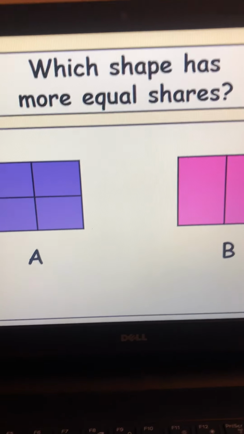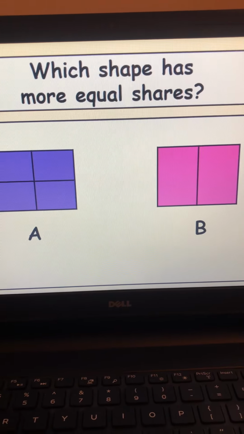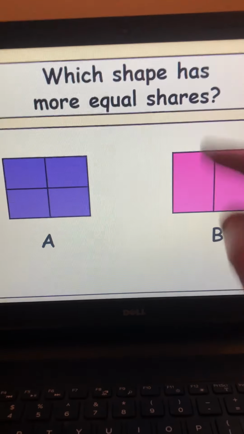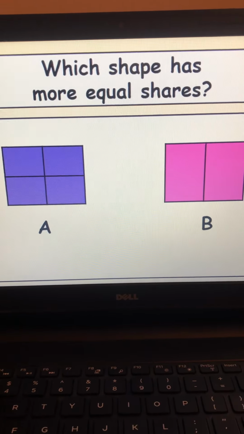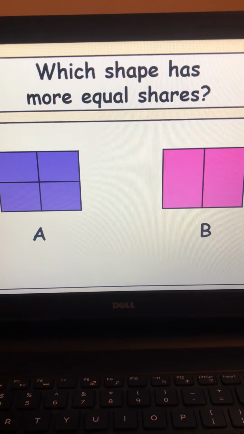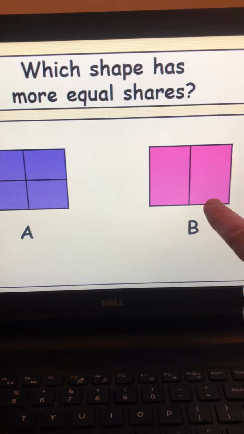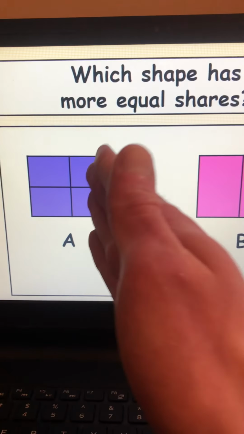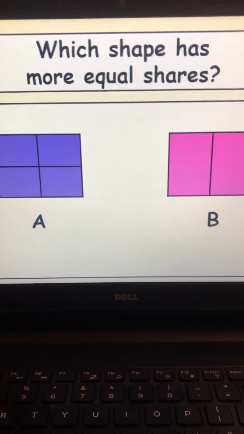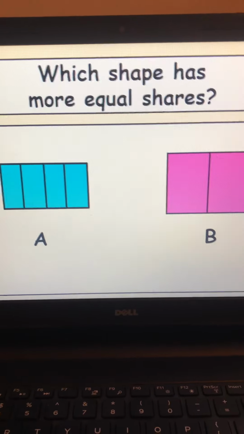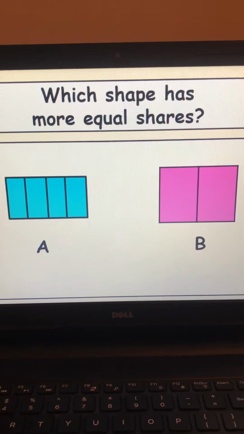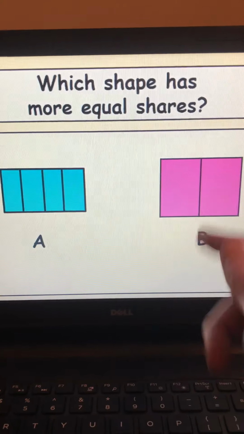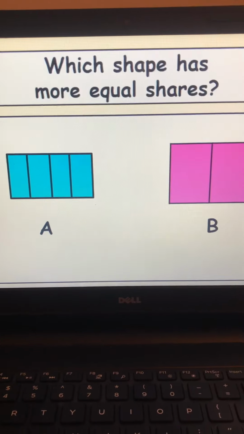Okay, which shape has more equal shares? So be careful what's asking, more equal shares. So A has 4, B has 2. So A has more equal shares because 4 is bigger than 2. Which shape has more equal shares? Once again, A has 4, B only has 2, so A has more equal shares.